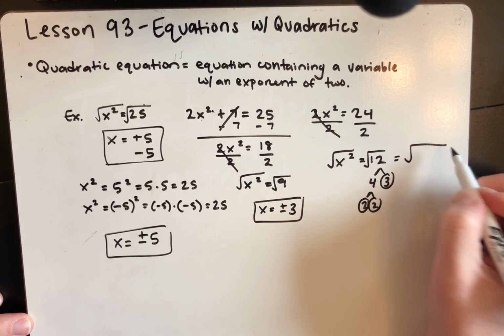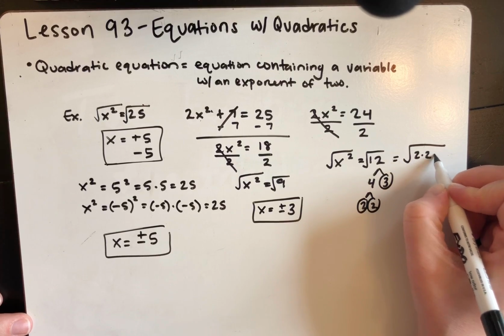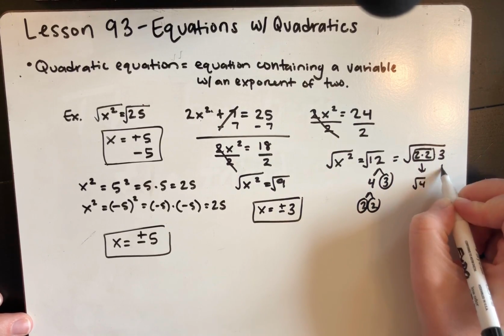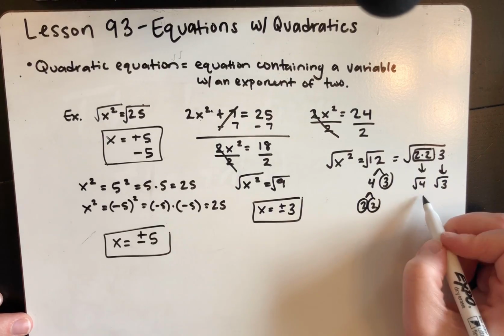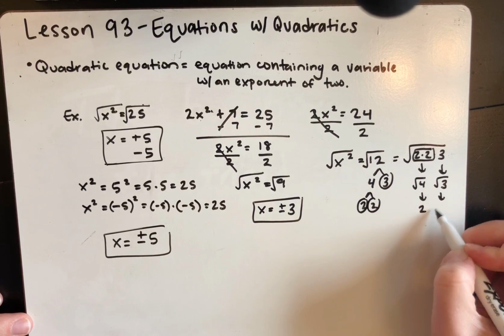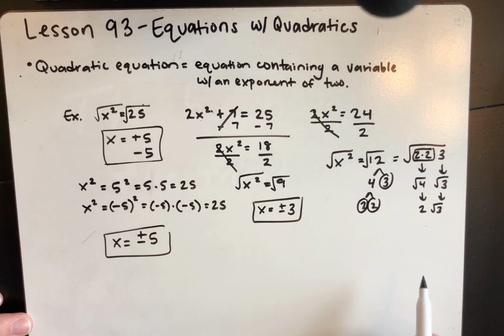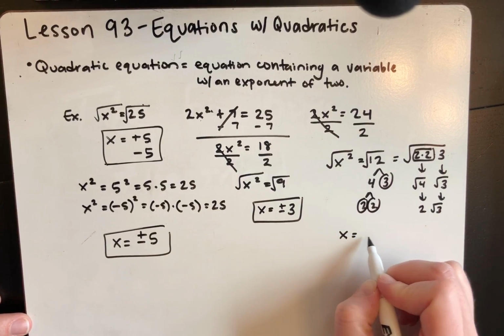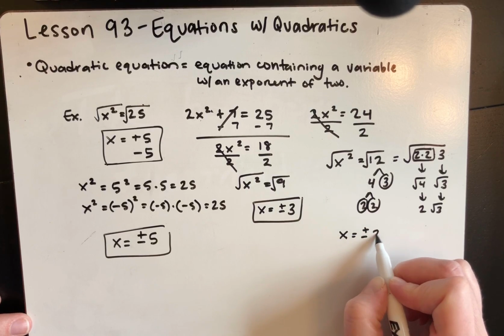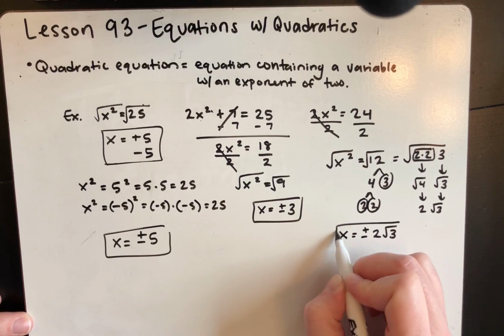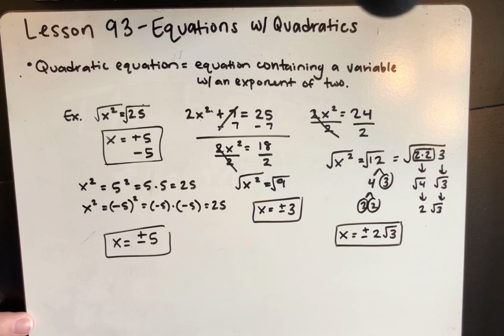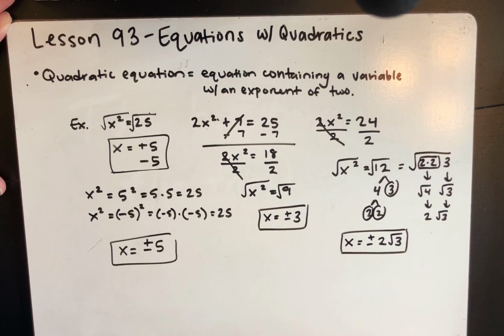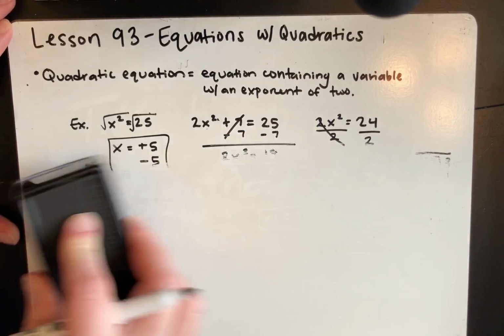If I rewrite this, it's like the square root of 2 times 2 times 3. Find my partners here. This is square root 4. This is square root 3. I know the square root of 4 is 2, and the square root of 3 is an ugly number. So this is my simplified answer. The square root of x squared is just x. So in this one, x equals plus or minus 2 times the square root of 3. All right, let's do a few more examples, and you can check your answers along the way.